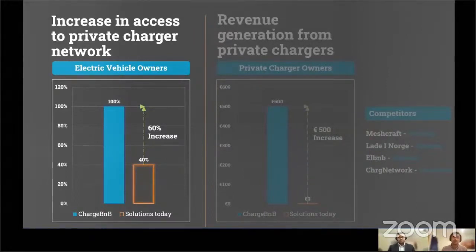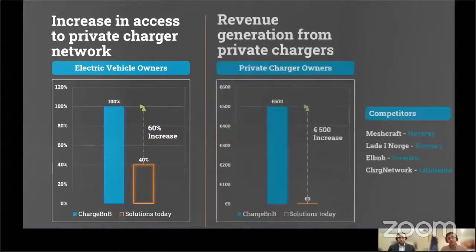sets of customers. Electric vehicle owners are interested in smooth and anxiety-free travel, and ChargeBnB is ensuring that by providing increased access to all the private chargers in the area. So next time when you are traveling on your electric vehicle, you wouldn't have to worry about finding the right charger at the right time.